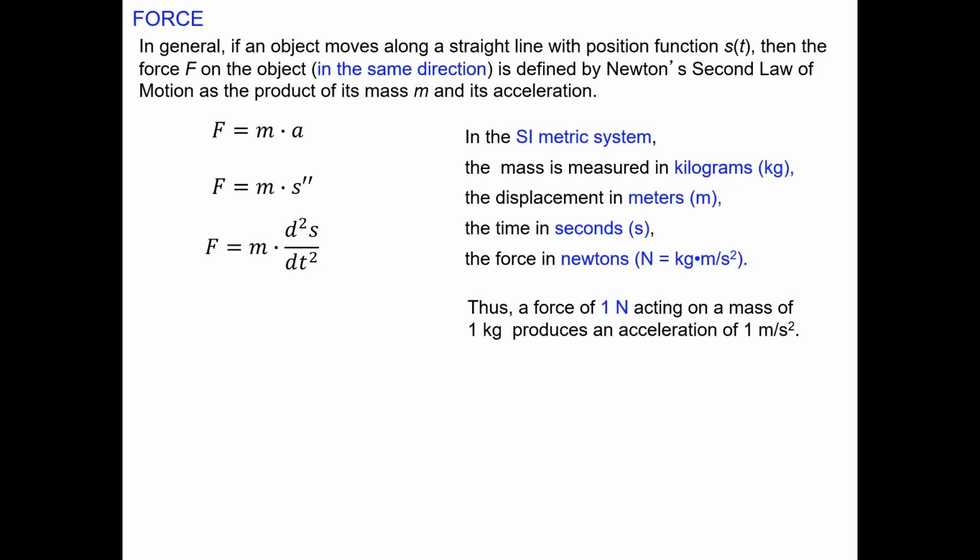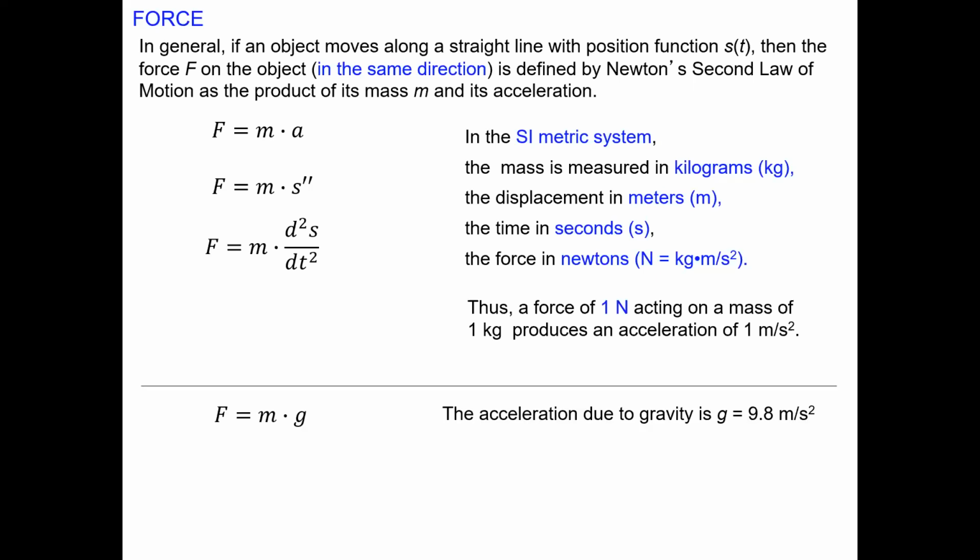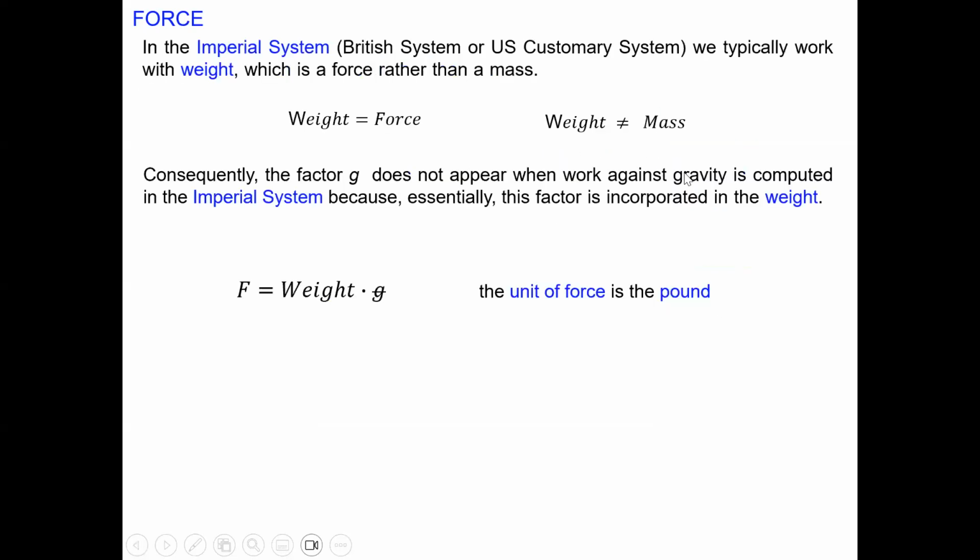Okay, so simple. We can also say force is the mass times g, where g is the acceleration due to gravity, 9.8 meters per second squared. That's how we always multiply mass by the acceleration due to gravity if we're using the SI metric system.